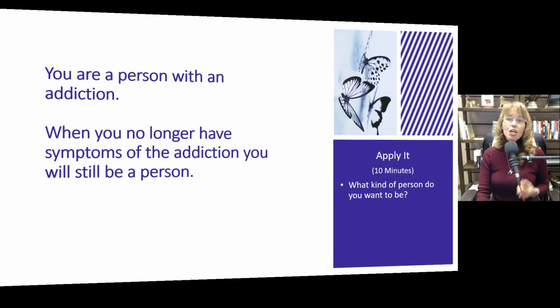It's also important to remember that you are a person with an addiction. When you no longer have symptoms of the addiction, you are still going to be a person. And that's crucial because when that addiction's symptoms are gone, what kind of a person do you want to be? Spend some time thinking about that and write it down in your journal, noting what you hope to be like in recovery. Think about what you were like before you started using or before you got involved with that person, and the things that you liked about you beforehand. If you can't remember, no worries. Just think about what you're going to be when you find recovery.